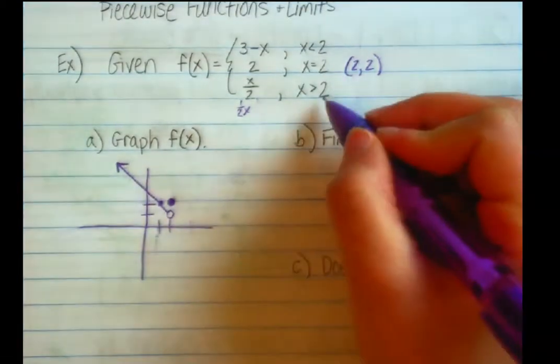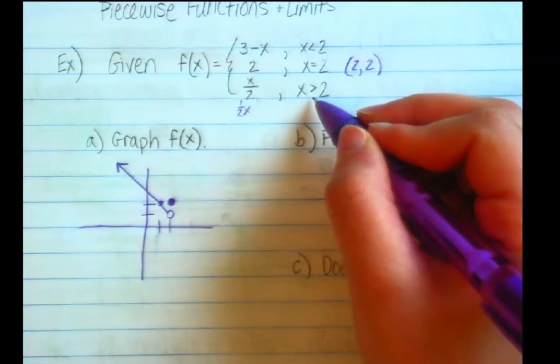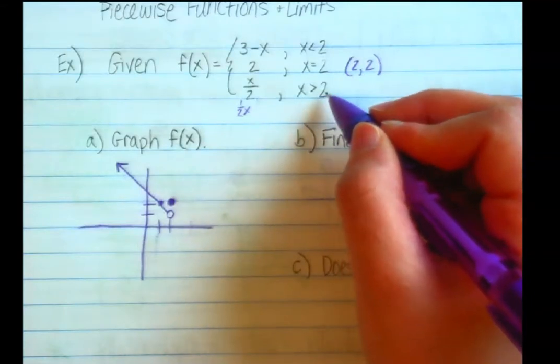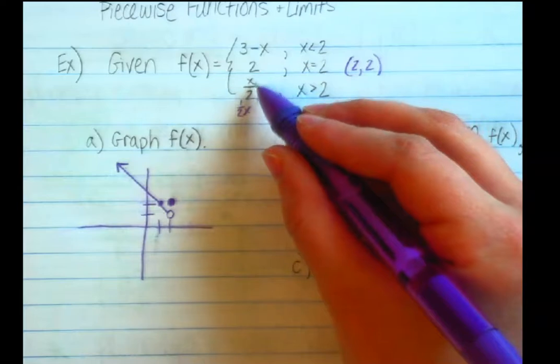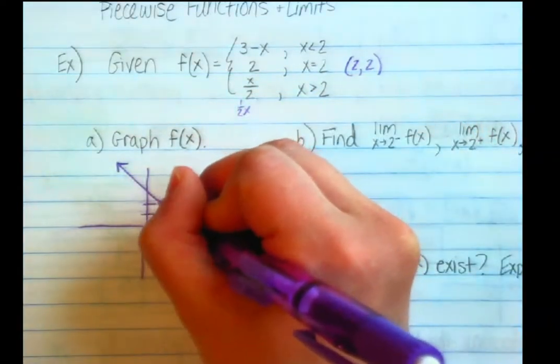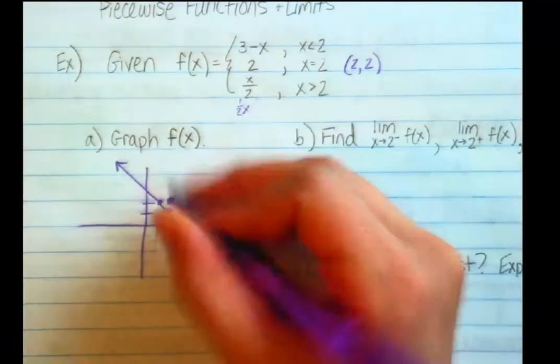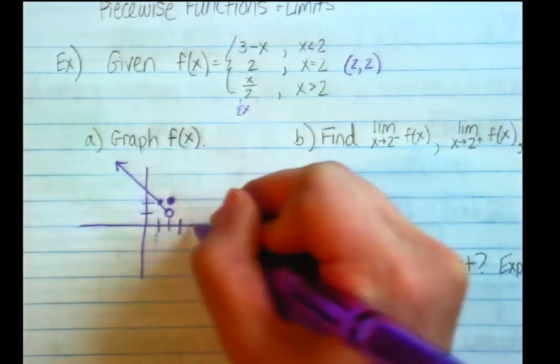Okay, and then for my last piece, this is for when x is greater than 2. So again, I still need to know what the point is at x equals 2, and it's just going to be an open circle. If I plug 2 in for x, 2 divided by 2 is 1. So I would have (2, 1). Oh, look at that, same open circle. But then to finish drawing this piece, my slope would be 1/2. Make sure it goes to the right.